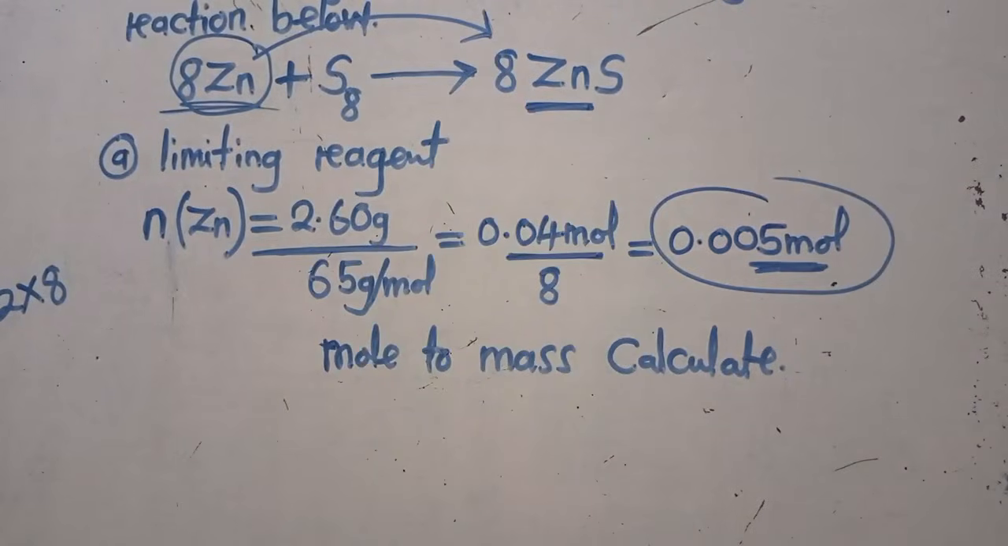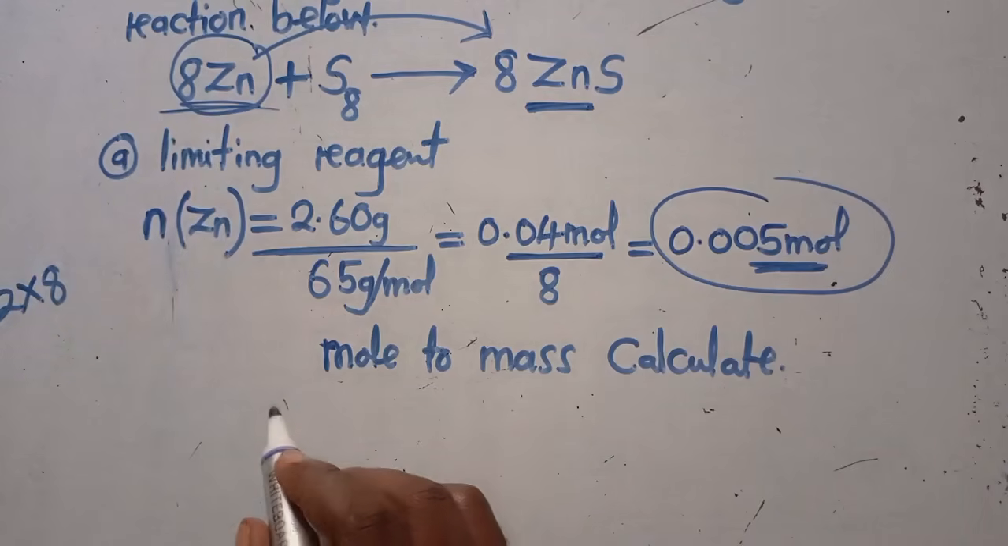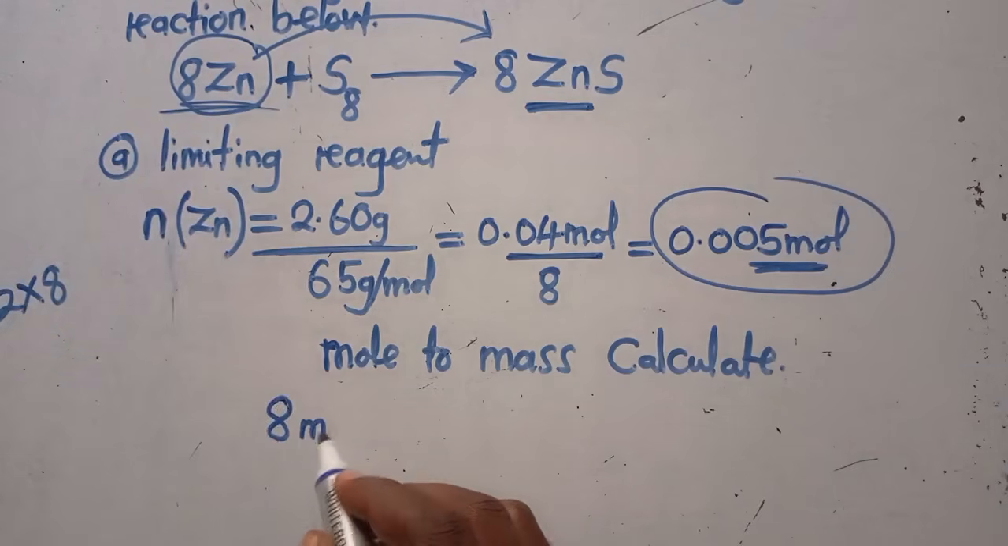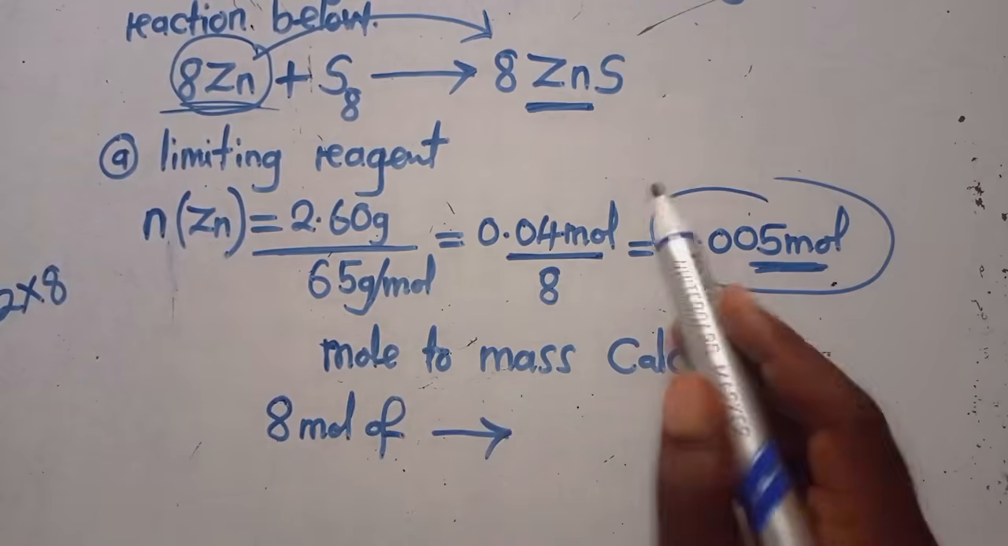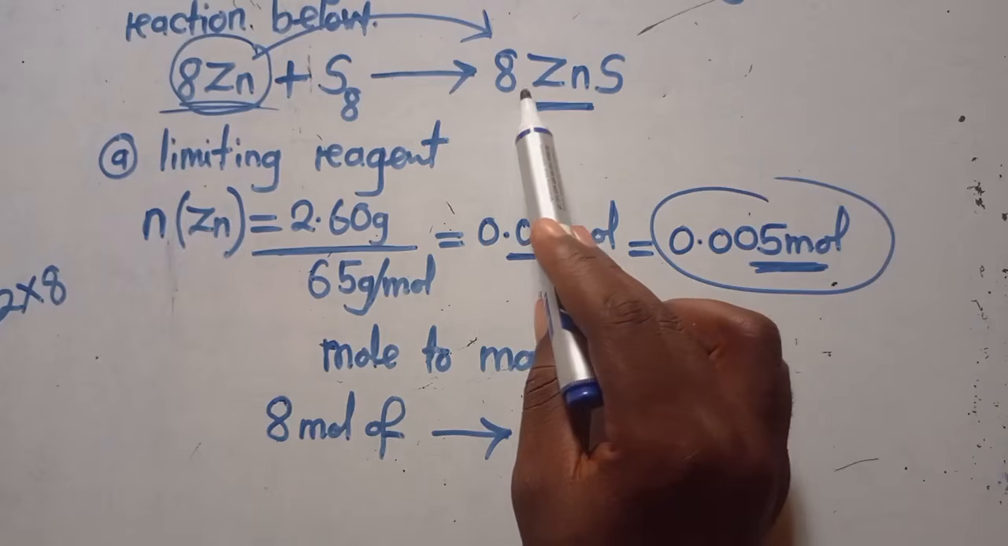So what I'm going to do is say, okay, moles. How many moles are there? 8 moles. So 8 moles of zinc, I equate to the mass. What is the mass there? There is 8 there.